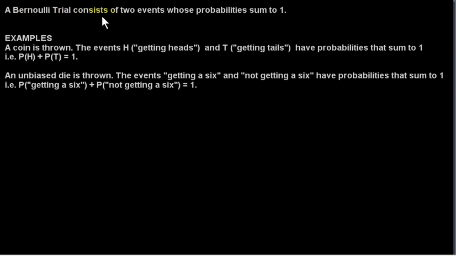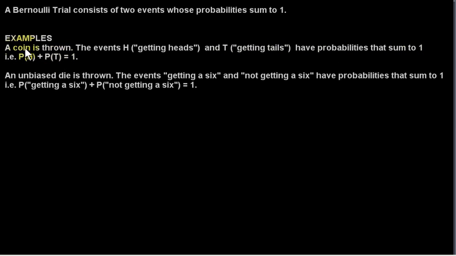A Bernoulli trial consists of two events whose probabilities sum to 1. Let's take two examples. A coin is thrown. The events H, which means getting heads, and T, which means getting tails, have probabilities that sum to 1. That is, the probability of event H plus the probability of event T equals 1.